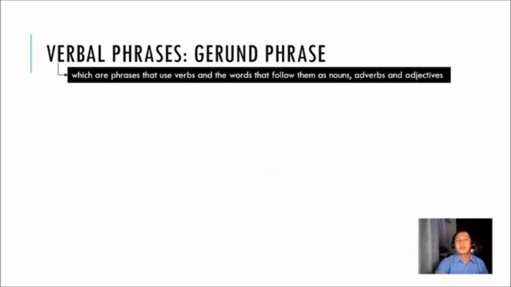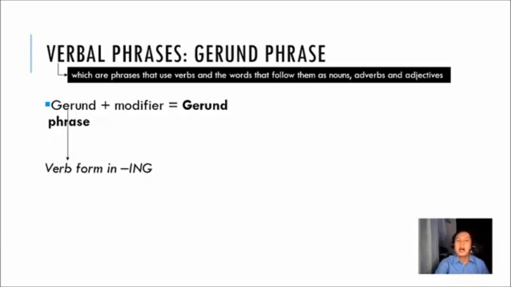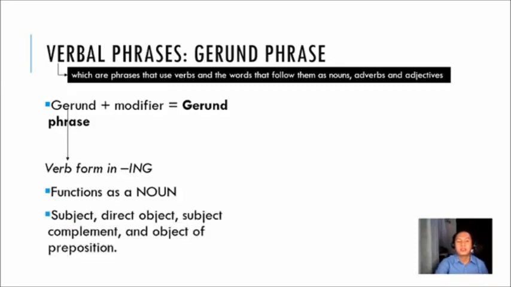Now, what are verbals? Verbals are phrases that use verbs and the words that follow them as nouns, adverbs, and adjectives. Now let's have the gerund phrase. A gerund phrase is composed of a gerund plus a modifier. Now what is a gerund? A gerund is any verb ending in ing, and it always functions as a noun. It could be a subject, a direct object, a subject complement, or an object of the preposition.